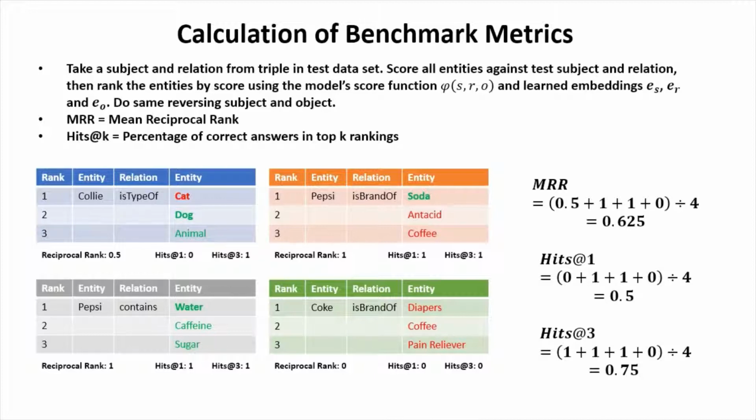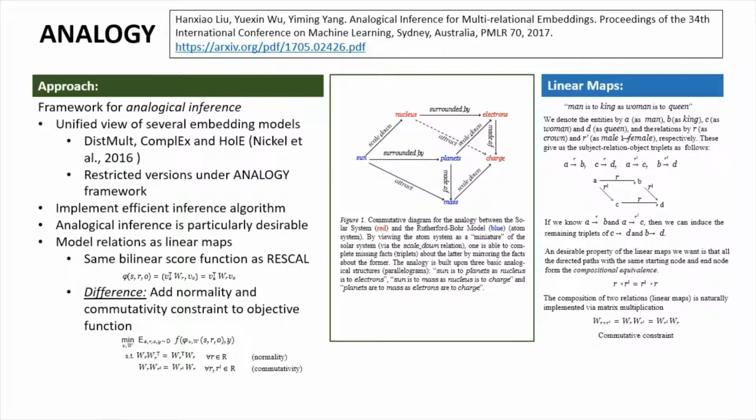The approach of analogy is to provide a framework for analogical inference. Analogical inference is particularly desirable in a KG model. The difference between analogy and previous models is that analogy adds a normality and commutativity constraint to the objective function. This allows it to better model relationships such as man is to king as woman is to queen, which are analogies.